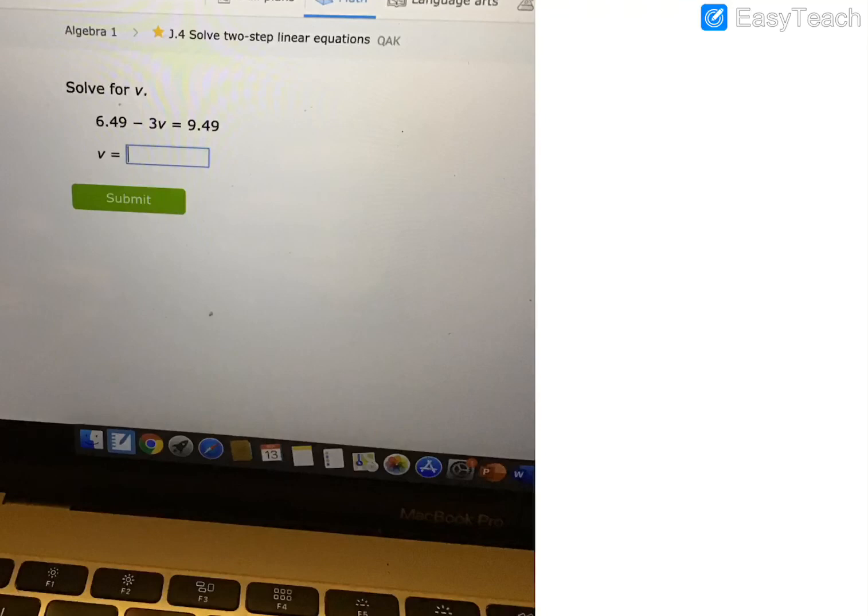So we have 6.49 minus 3v equals 9.49. I would like to rewrite my problem. So I would suggest, if you're not doing this already, go get a piece of paper and a pencil. Rewrite your problem before you do your problem. Okay? It'll help a lot. So there's decimals, but we're going to follow our same process.